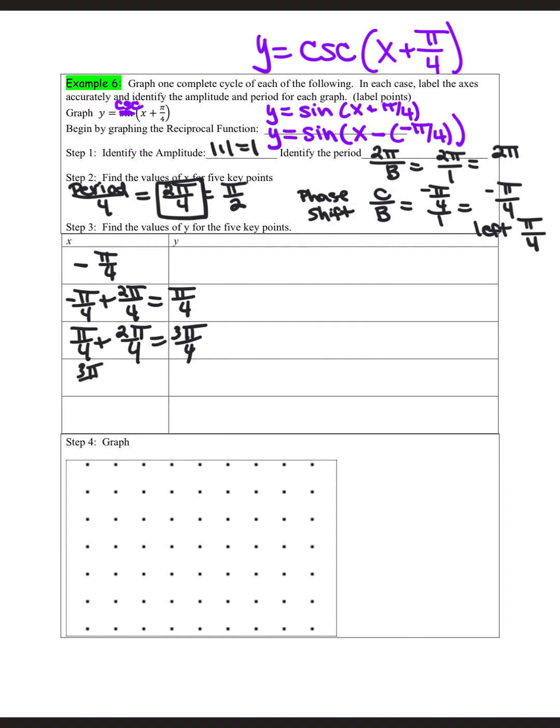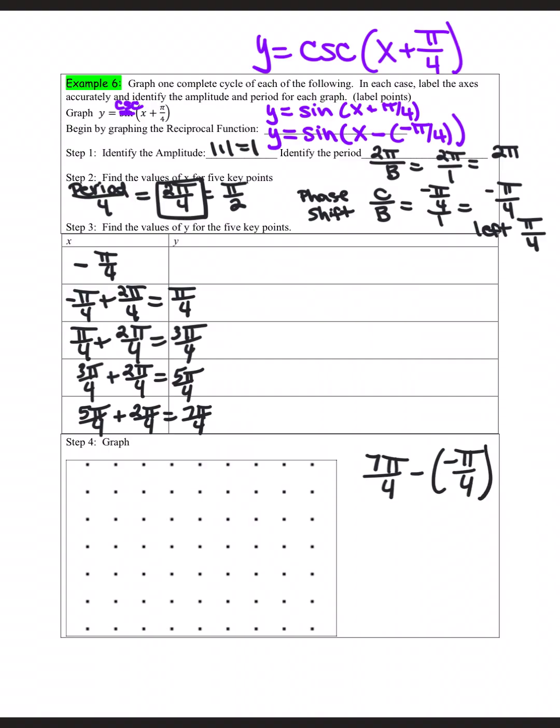3 pi over 4 plus 2 pi over 4 is 5 pi over 4. And 5 pi over 4 plus 2 pi over 4 is 7 pi over 4. And I'm going to stop there. We're going to check to make sure we did this right. So 7 pi over 4 minus a negative pi over 4 is 8 pi over 4, which is 2 pi. So that is my period, so I know I did this correctly.